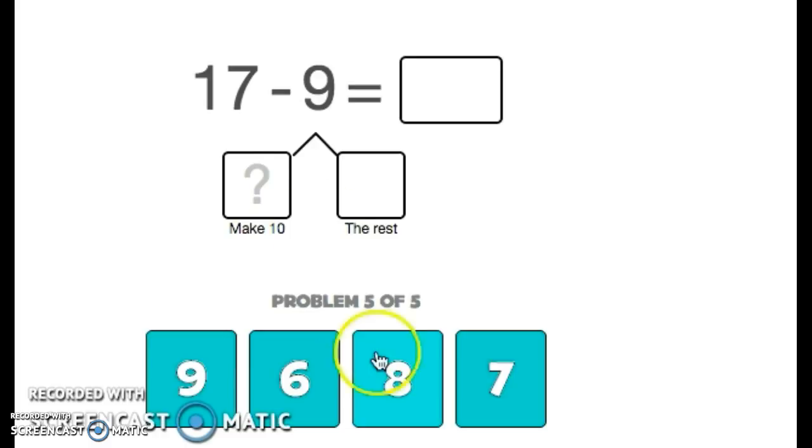So let's do our last problem. We have 17 take away 9 equals blank. We know that 17 take away 7 would be 10. Now we broke apart 9 using the partner 7. We need to know 7's partner to equal 9. So the rest would be 7 plus 2 equals 9. Now let's subtract. We made our 10. 17 take away 7. We need to subtract the rest. 10 take away 2 equals 8.